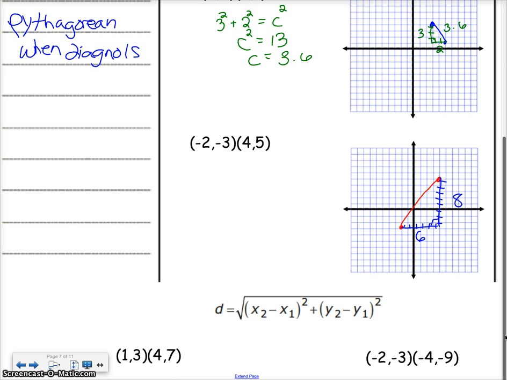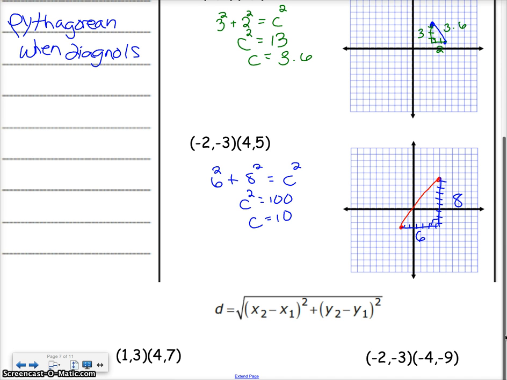And now I need to find the hypotenuse. So I know 6 squared plus 8 squared is the hypotenuse squared, c squared. 6 squared plus 8 squared is 100. C squared is 100. C is 10. So those 2 points are 10 units apart.